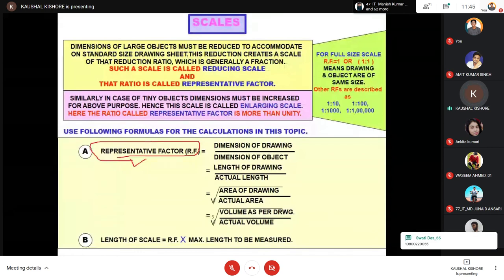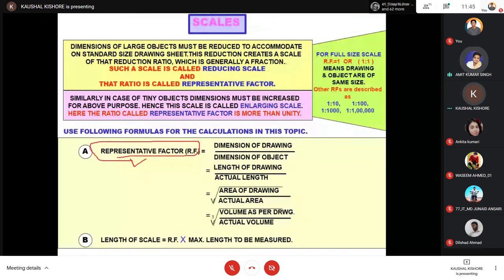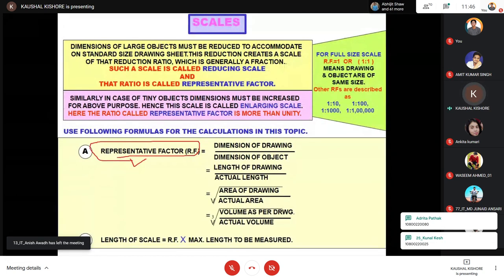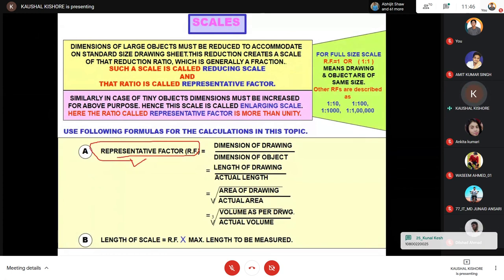So can we use chart paper instead of A1 sheet? I can't find A1 sheet. Oh, A1 sheet is not available in your site, no? Okay. This is your theory class, so for the drawing class, you can ask directly to your faculty, because this is the common class for F1, F2, and F3.